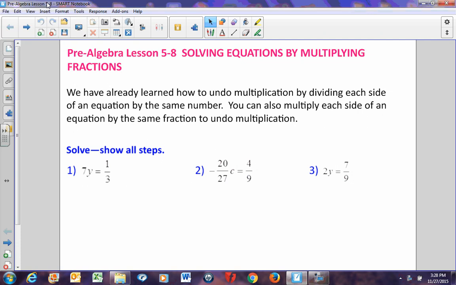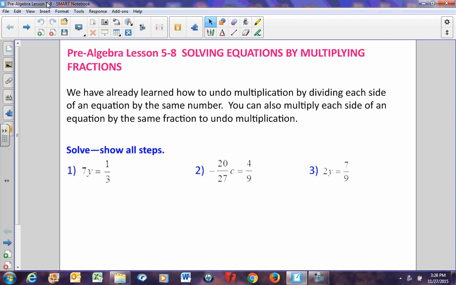This is pre-algebra lesson 5-8, solving equations by multiplying fractions. We've already learned how to undo multiplication and division, multiplying and dividing each side of an equation by the same number. You can also multiply each side of an equation by the same fraction to undo multiplication. Simply, to undo multiplication, you multiply by the reciprocal.